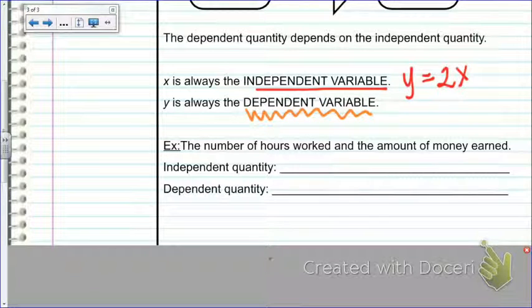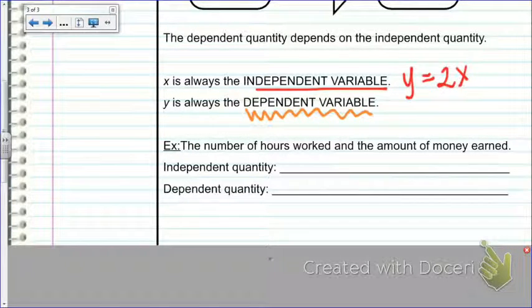So for example, the situation is the number of hours you work and the amount of money you earn. And in your homework, you're going to be asked to underline the independent. Oh no, I don't ask you to do either one of those. I just say to write it down. Okay, so we're going to underline the independent. We're going to put a box around the dependent, and then we'll fill in underneath. So let's think about this. You have a job. You work a certain number of hours, and then you earn a certain amount. So you get paid an hourly wage.